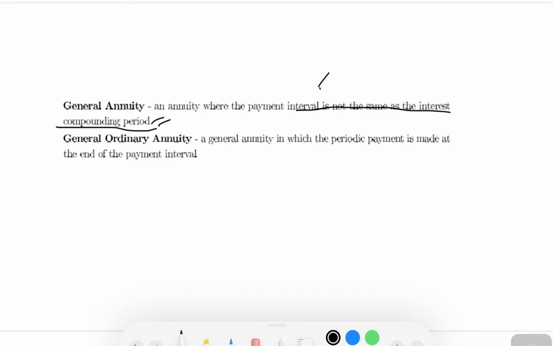They are not the same. So a general ordinary annuity is a general annuity in which the periodic payment is made at the end of each payment interval. It is just like a simple annuity, but the difference is that the payment interval and the compounding period are not the same.